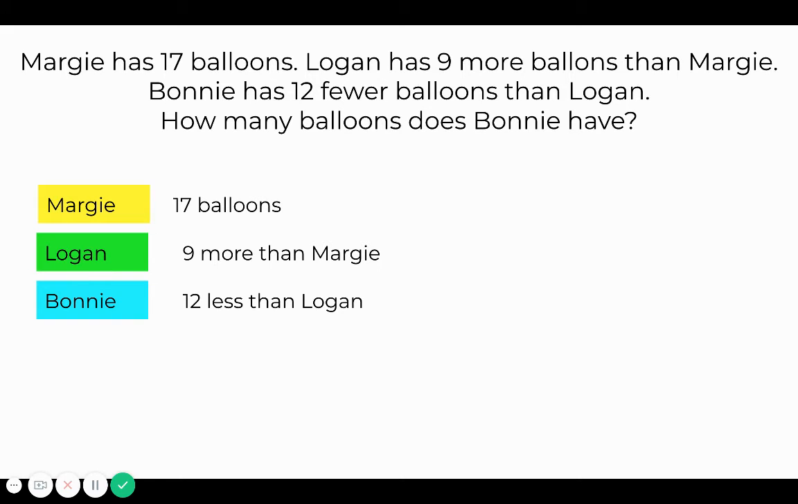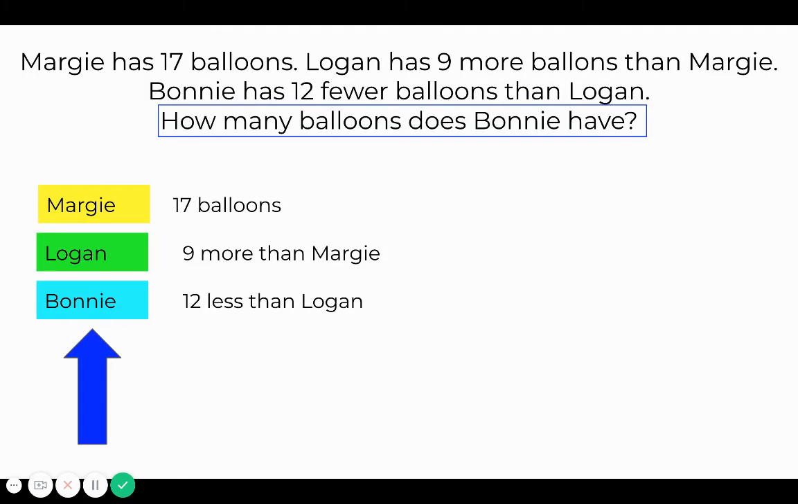I also want to make sure I know what I need to find out in the final question. The final question asks, how many balloons does Bonnie have? So I know that my final answer needs to be about Bonnie. In order to figure out Bonnie's balloons, I need to know Logan's balloons. And in order to figure out Logan's balloons, I'm going to need to use what I know about Margie's balloons.